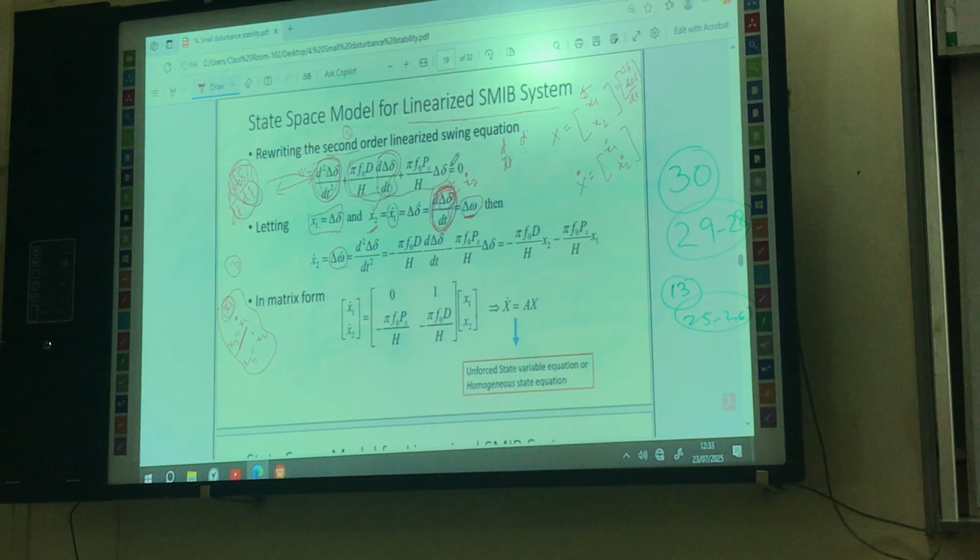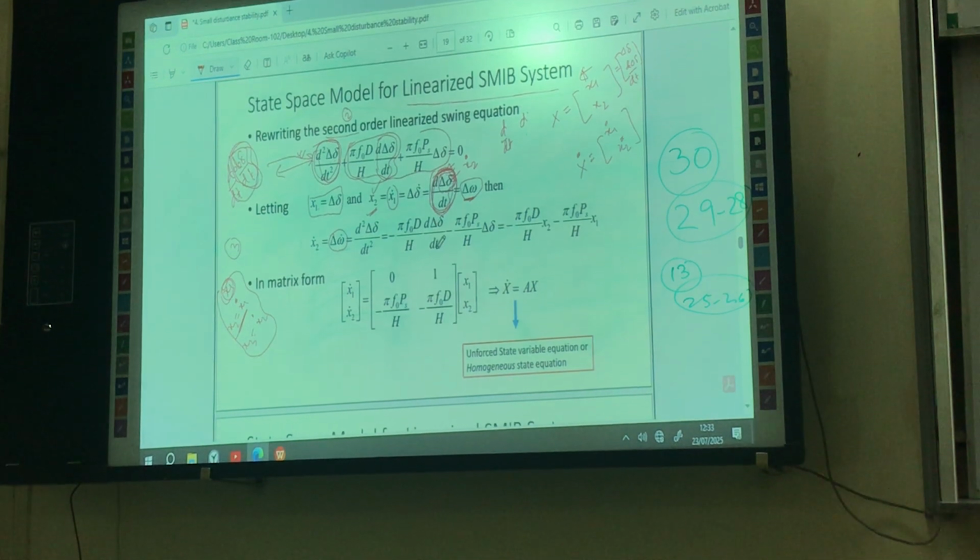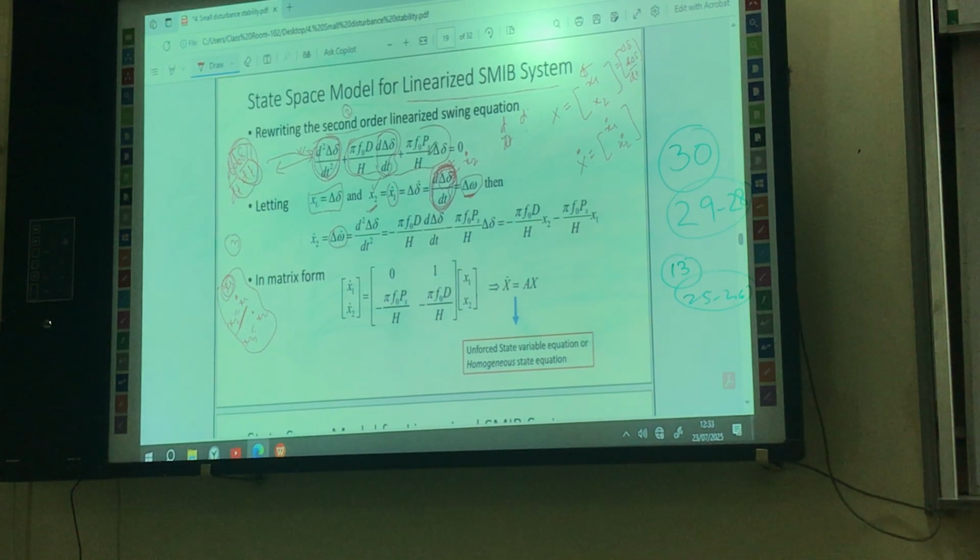These two terms you can take to the right side, so you will get minus pi f naught t over h del delta over dt minus pi f naught ps over h del delta. Now look, what is this thing? This is nothing but your x2, and this is your x1. So now you have found your x2 dot as minus pi f naught t over h x2 minus pi f naught ps over h x1. Have you got the idea?